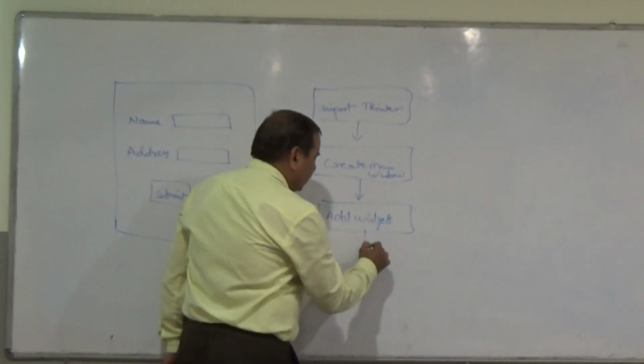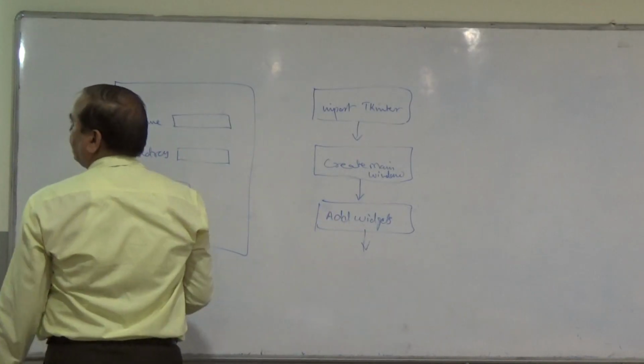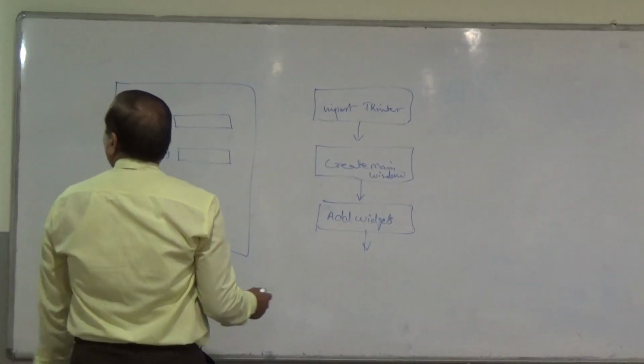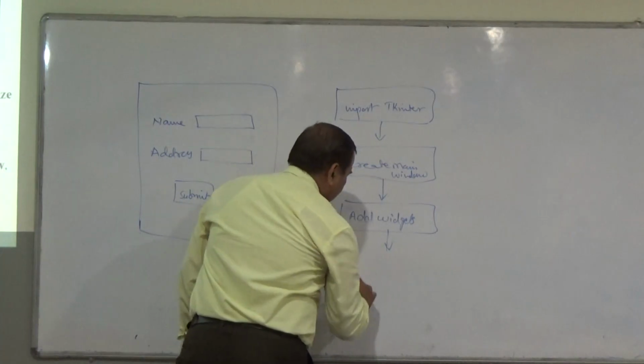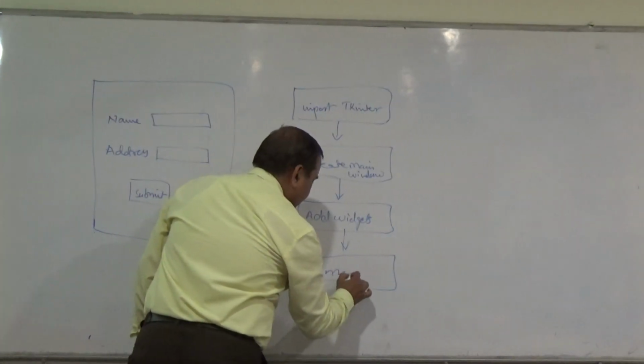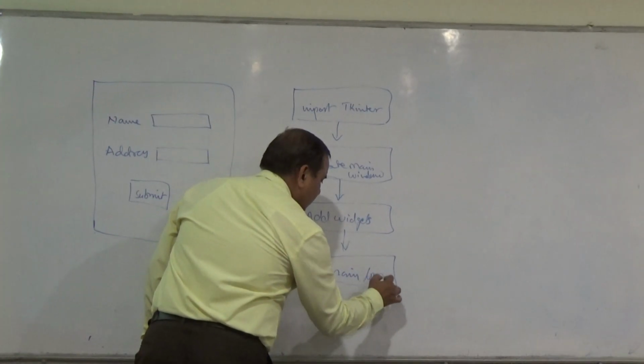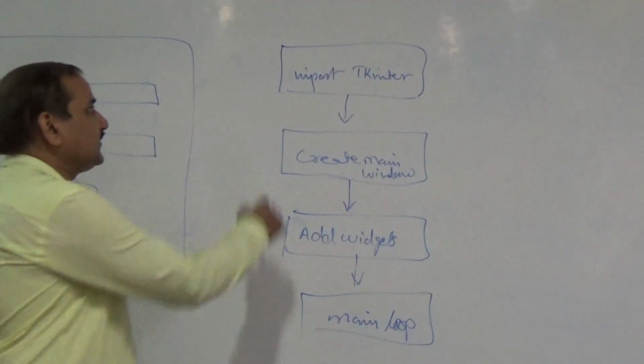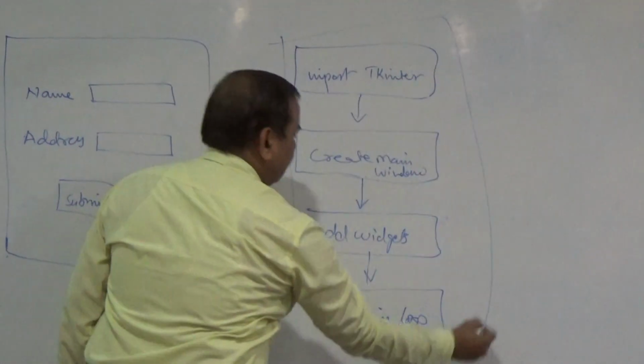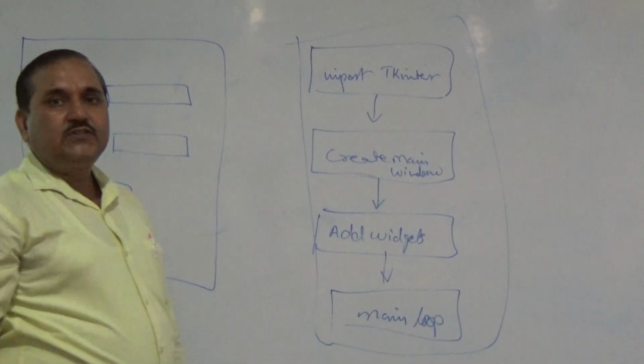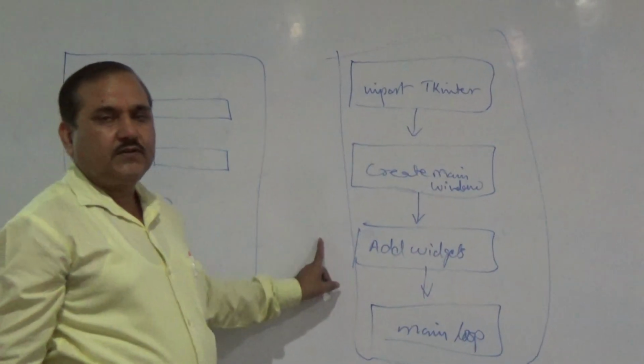And finally, you go for the last step, that is nothing but the main loop. We are going to call main loop. So these are the 4 steps whenever we are creating any graphical user interface in Python using tkinter. So we will use this one.